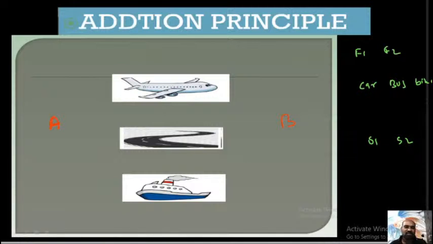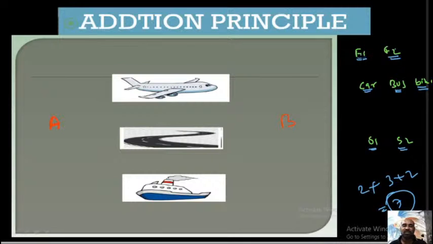So what can I say? Students, listen, he can use flight 1. Using flight 1 he can travel from A to B, OR flight 2, OR car, OR bus, OR bike, OR ship 1, OR ship 2. So how many ways can he travel here? 2 plus 3 plus 2. Totally 7 ways he can travel from A to B. Understood? This type of principle is called the addition principle. So from A to B he can travel in 7 different ways.